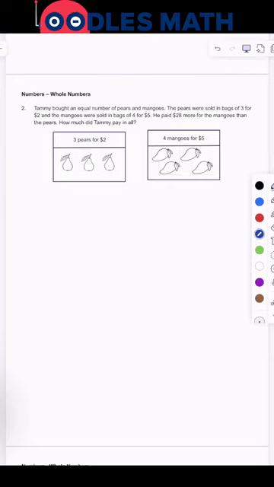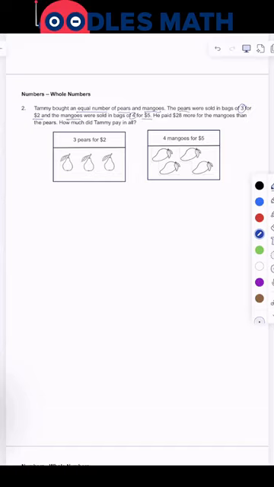Now for the second question, this is related to whole numbers. Let's read the question together. Tammy bought an equal number of pears and mangoes. Let's underline the keyword here, equal. There are two different types of fruits we're talking about, pears and mangoes. The pears were sold in bags of 3 for $2. And the mangoes were sold in bags of 4 for $5.